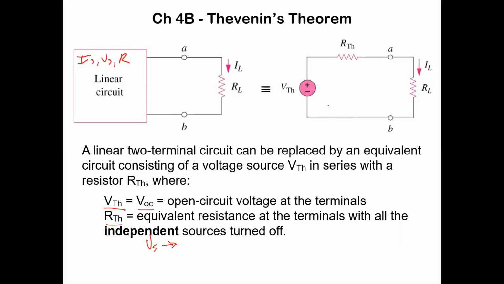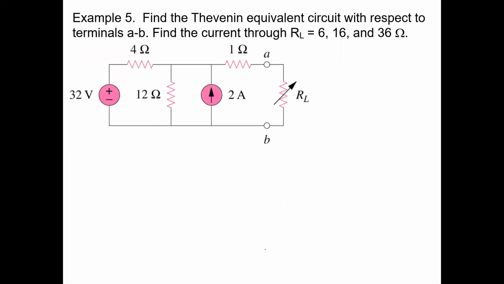But when you turn off a voltage source, what do you get? A short circuit, right? And when you turn off a current source, you get an open circuit. So we're going to do this example, which is on your handout.